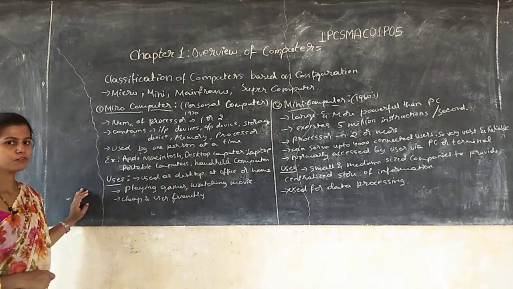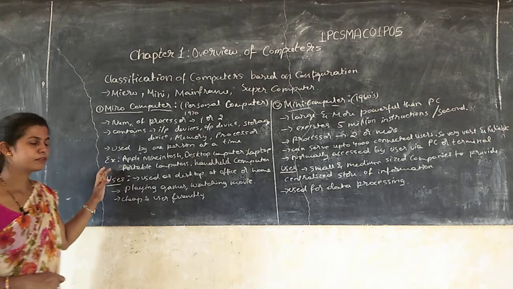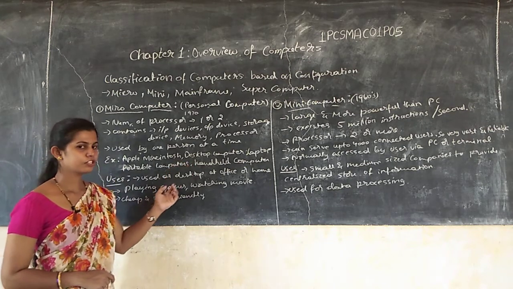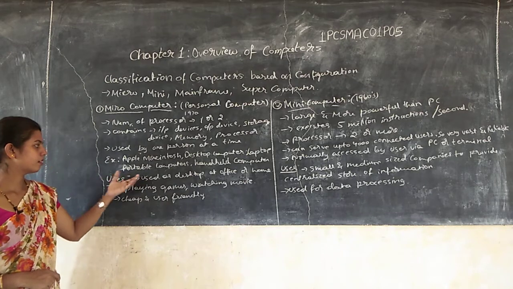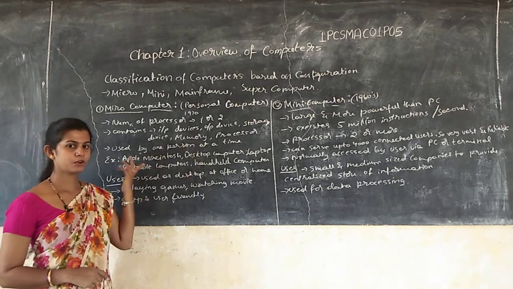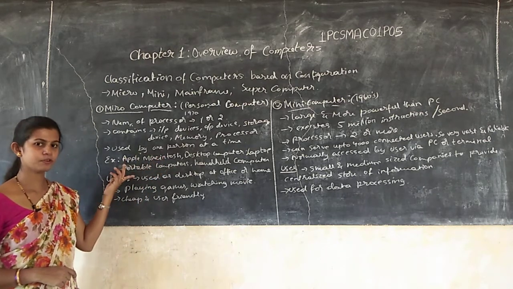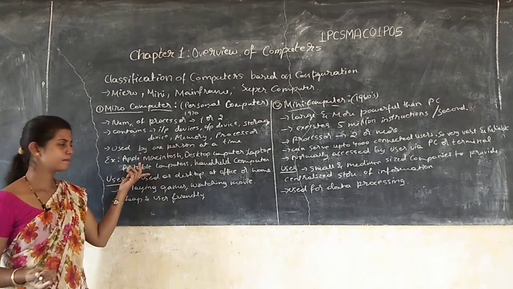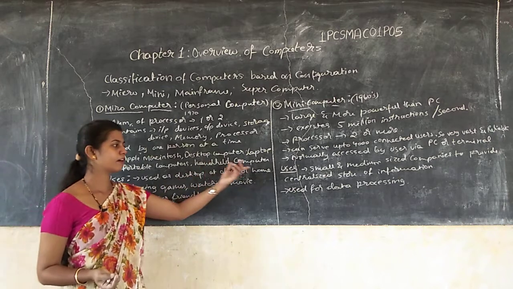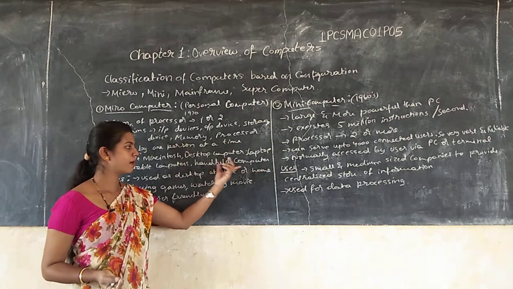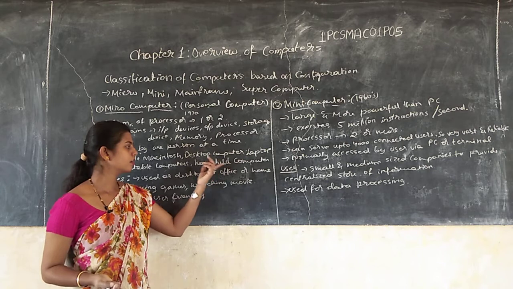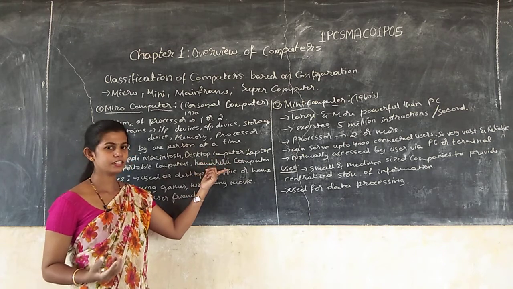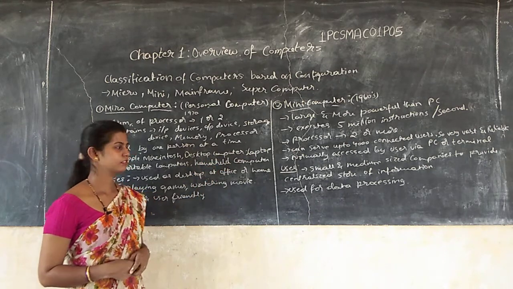Some examples of microcomputers are Apple Macintosh, desktop computer, laptop and portable computers. A portable computer is also a personal computer, but we can carry it from one place to another. A handheld computer, also called a palmtop computer, fits in the user's hand.